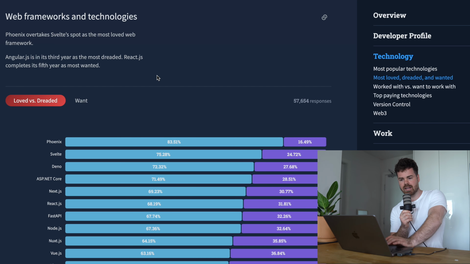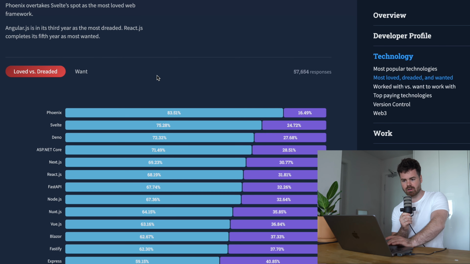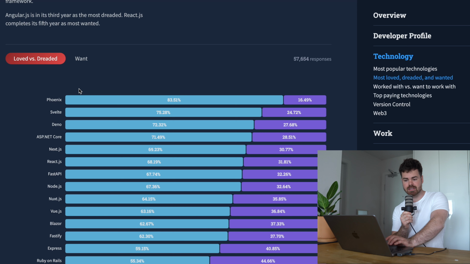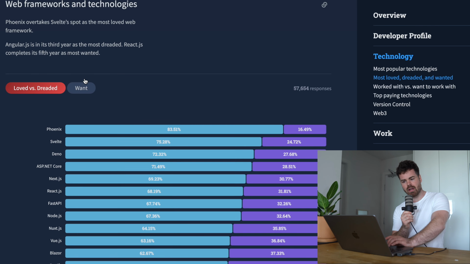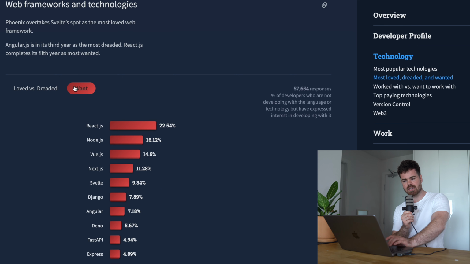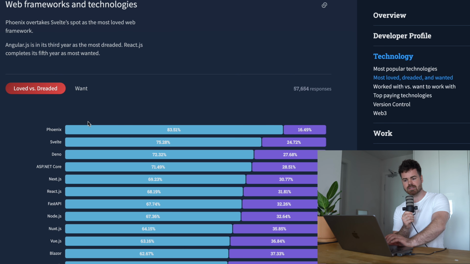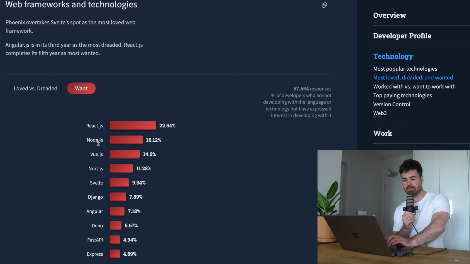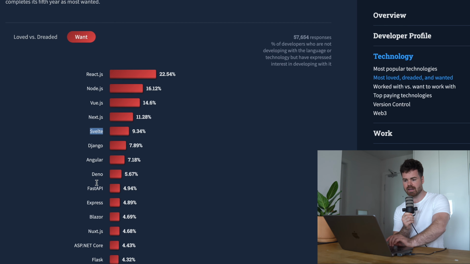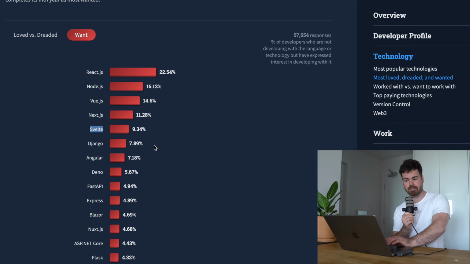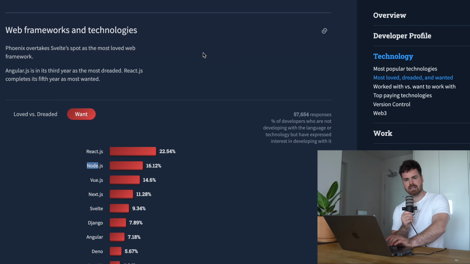Within the most loved, dreaded, and wanted web frameworks and technologies, the most loved are Phoenix, Svelte, Deno, and ASP.NET Core, and Next.js and React.js coming in at 70%. When I was having a look through this earlier, I found it interesting that even though the most loved are Phoenix, Svelte, and Deno, they actually don't pop up as highly in the most wanted. They're still in the top range, but not as much as React and Node, for instance. And I think that comes down to job availability.